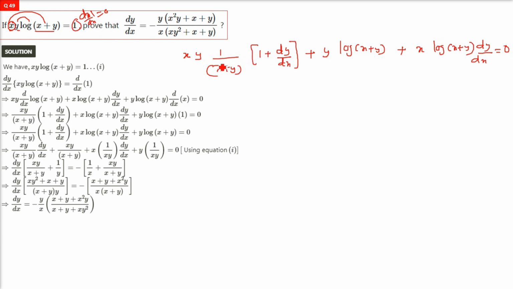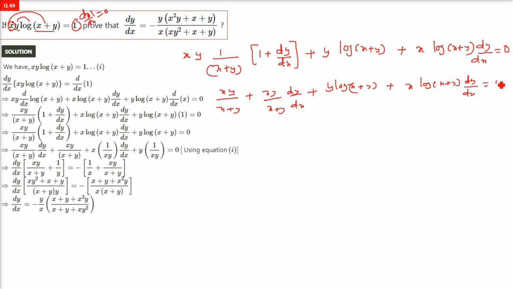So we'll separate out the dy by dx terms. So xy by (x plus y) into xy by (x plus y), then dy by dx, plus y log (x plus y), plus x log (x plus y) dy by dx.